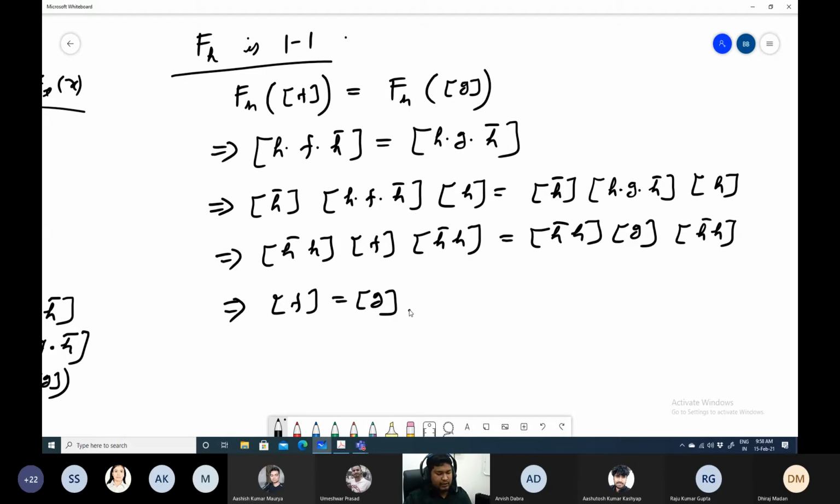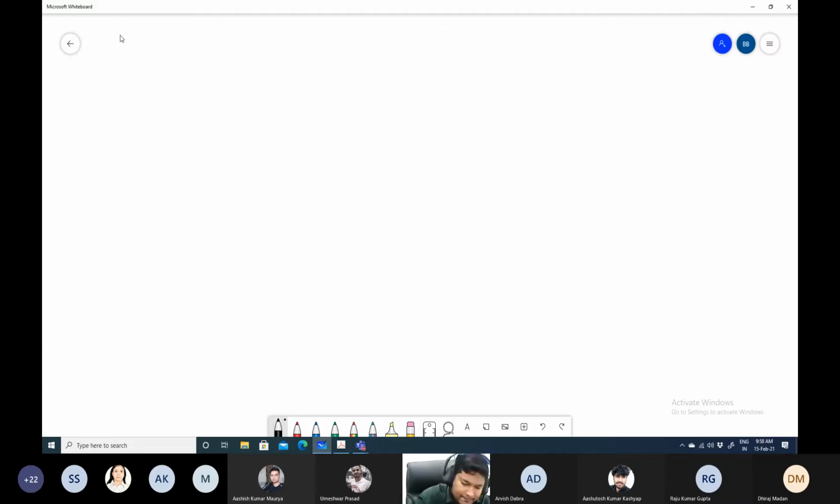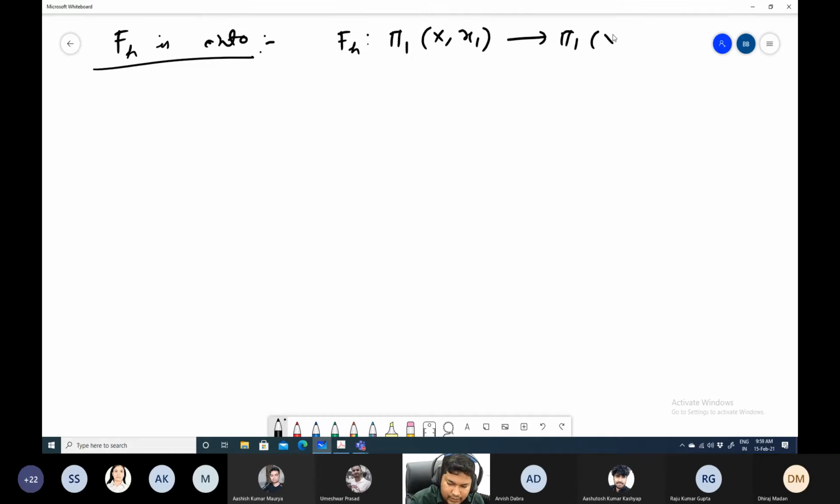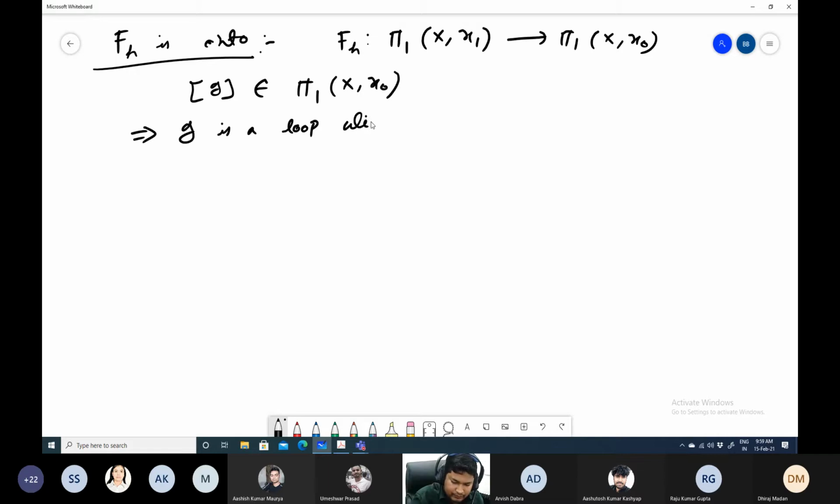Now similarly, you can prove that that map is onto. So onto means, if h was a function from pi1(X, x1) to pi1(X, x0), right? Now take say g from this, pi1(X, x0), this one. That means g is a loop with base point x0, right? So therefore we can also do the product as well.